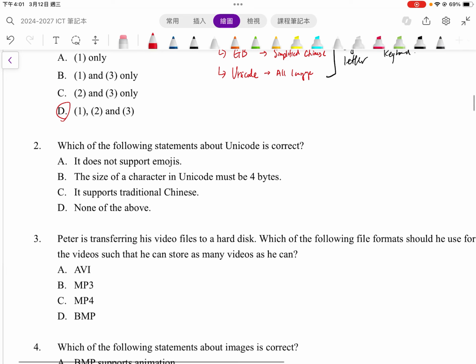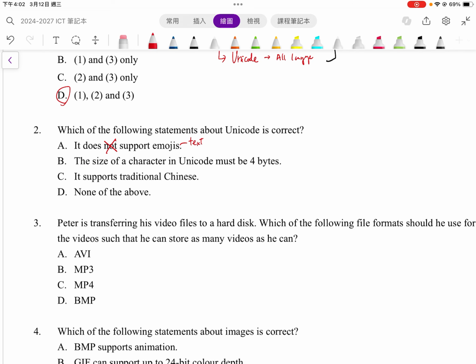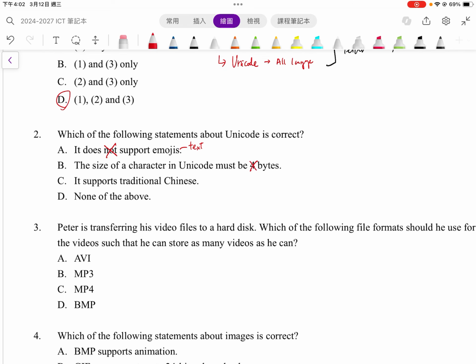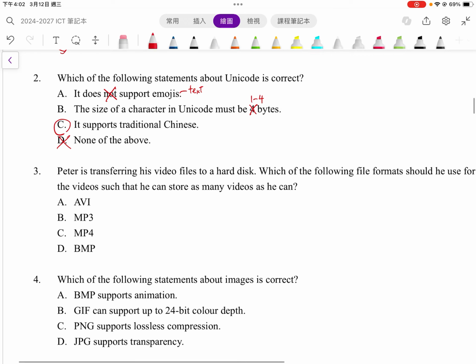So next question, we have the same situation, so maybe I can go through one by one to tell you why they are wrong sentences. This question is asking you about the statements for Unicode. A, it does not support emojis. It is wrong because emoji is also a kind of text. For B, the size of a character in Unicode must be 4 bytes, which is wrong because it is 1 to 4 bytes. It can be varied. For C, it is right because it supports all languages, and then for D, it is wrong.